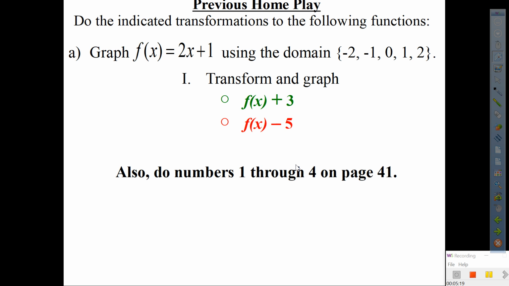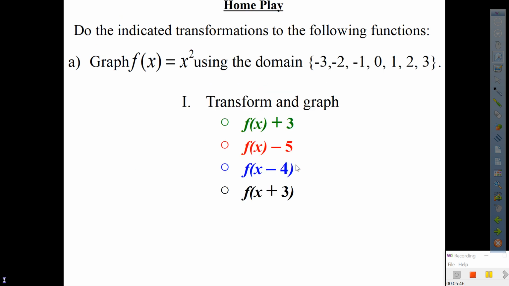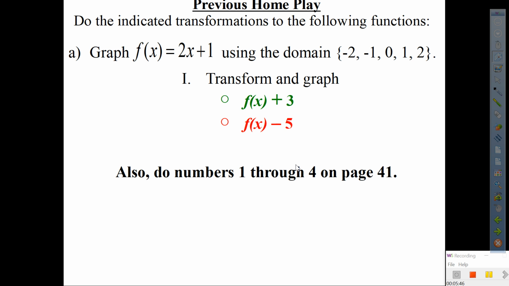Good, right? However, before we get to the second part of the session, I want to see your homework. Get that in front of you. We're going to go over graphing f of x equals 2x plus 1 using that domain and the 2 transformations. If you didn't really get to these, hopefully you can follow along as we do these together.